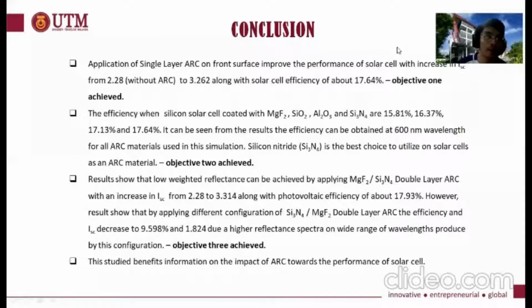The conclusion for my simulation: first, when we use a single layer ARC, it can improve our performance, from 2.28 without ARC to 3.262, alongside an efficiency increase of about 70.65%. Second, even when we use different types of ARC material, the efficiency increases due to their function. And the best choice of ARC material to be applied on the solar cell is silicon nitride.